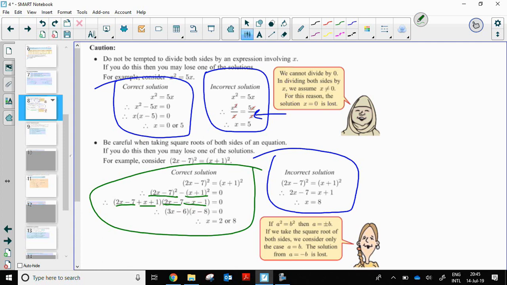Now look, there's lots of other ways you could do this. You could expand both 2x minus 7 squared and x plus 1 squared, and then combine all the like terms on one side of the equation. That's absolutely going to work out just fine.